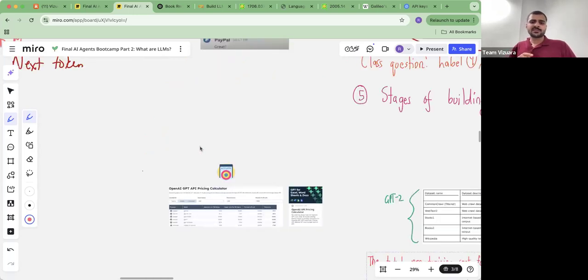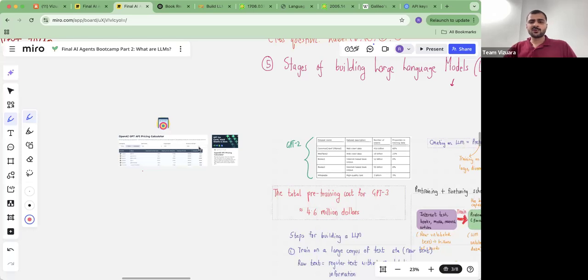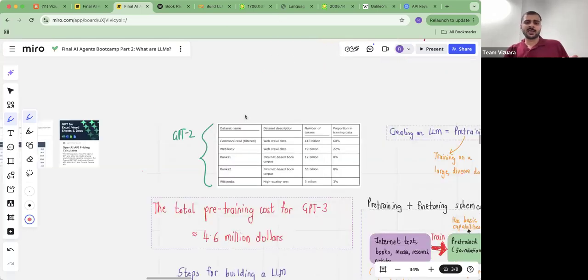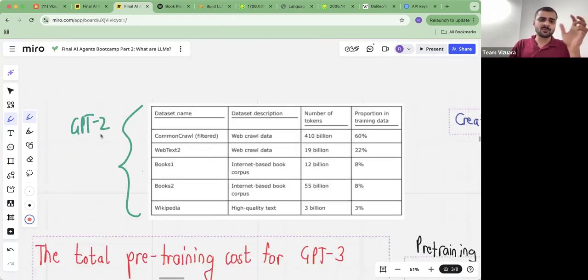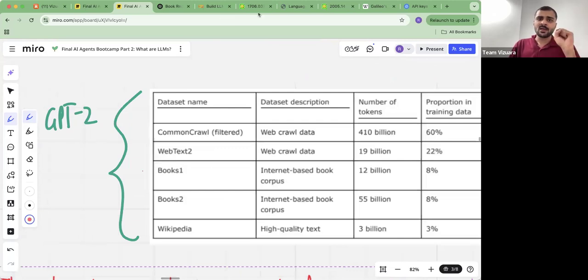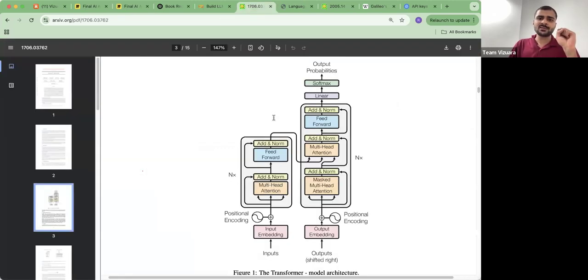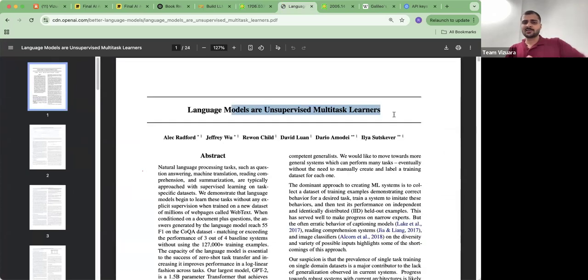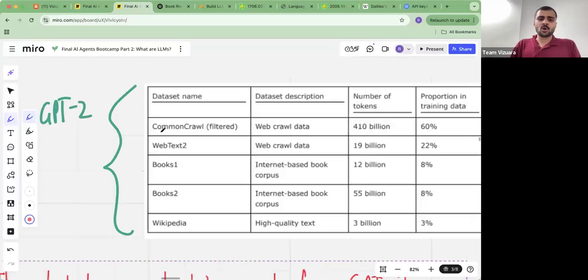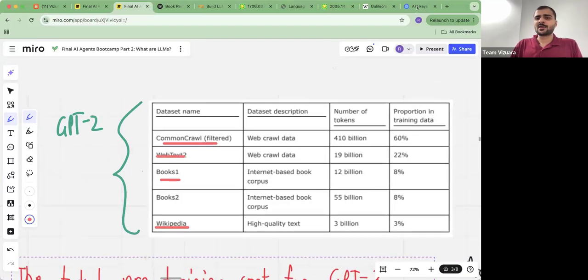The process of assembling any language model is, first, you aggregate a huge amount of data from the internet. For example, here are the data sets which were used by GPT-2 for their training. And when I say GPT-2, it's this paper, Language Models are Unsupervised Multitask Learners. For this paper, they used this data: Common Crawl, WebText 2, books, Wikipedia articles, etc.